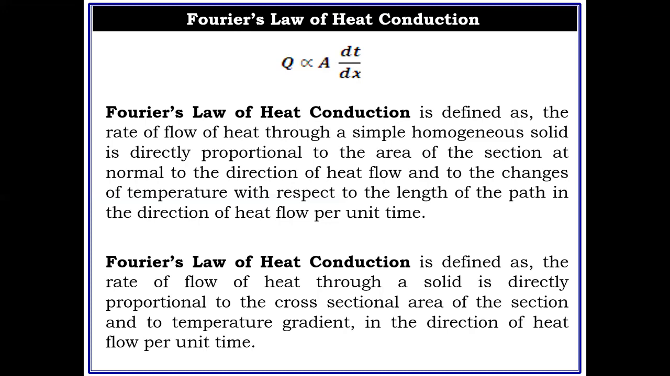Another definition for Fourier's law: it is defined as the rate of flow of heat through a solid is directly proportional to the cross sectional area of the section and the temperature gradient in the direction of heat flow per unit time. Many times we can write dT by dx separately, or we can collectively call it the temperature gradient.